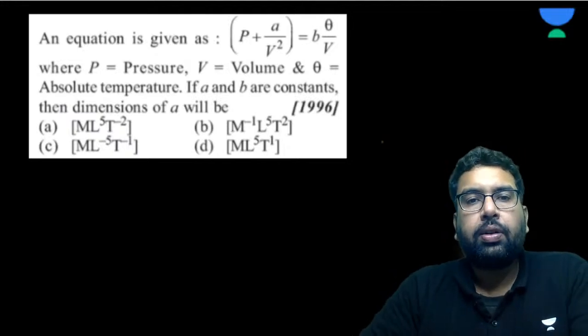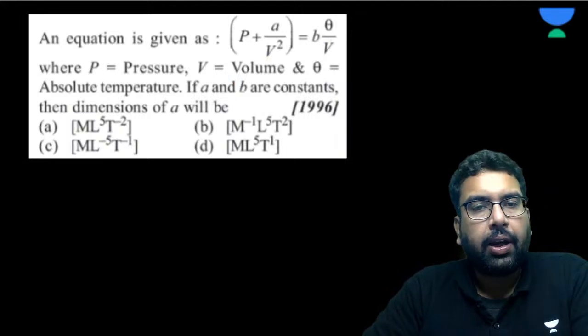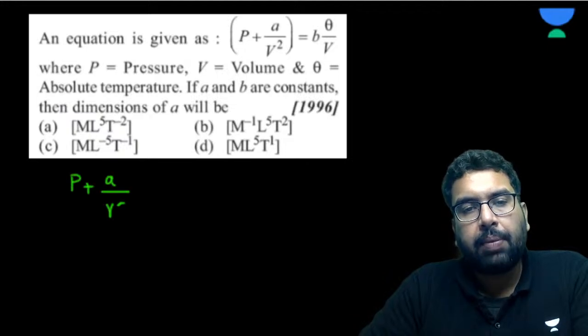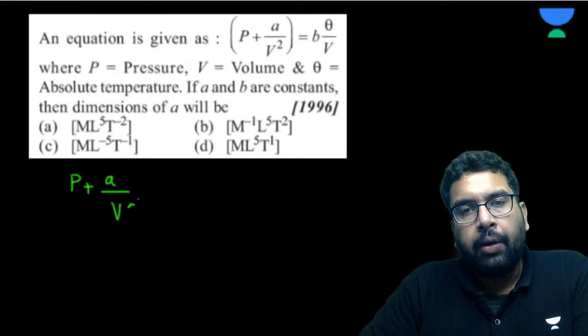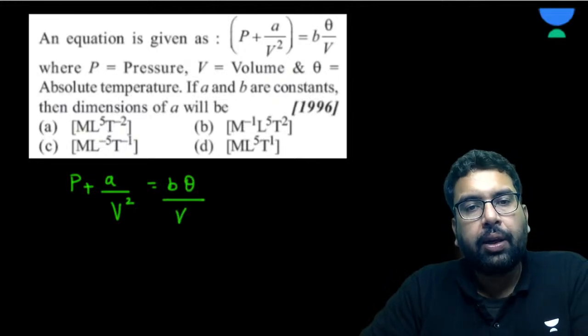So it says an equation is given as P plus A upon V square is equal to B theta by V, where P is the pressure, V is the volume, theta is the absolute temperature, and A and B are constants. Then the dimension of A will be? So see, P plus A by V square is equal to B theta by V. Now they are asking you the dimension of A.